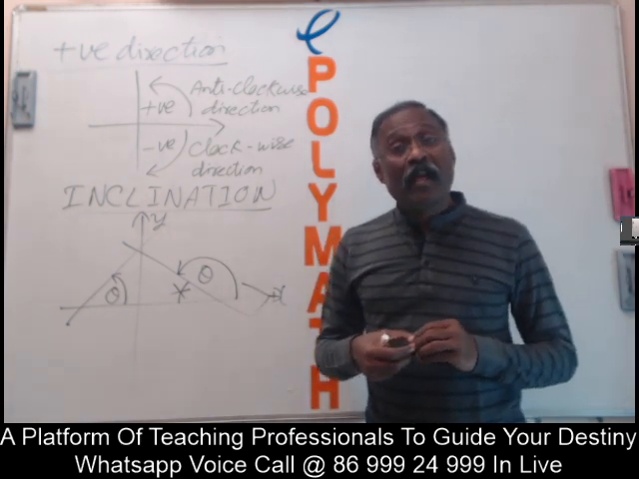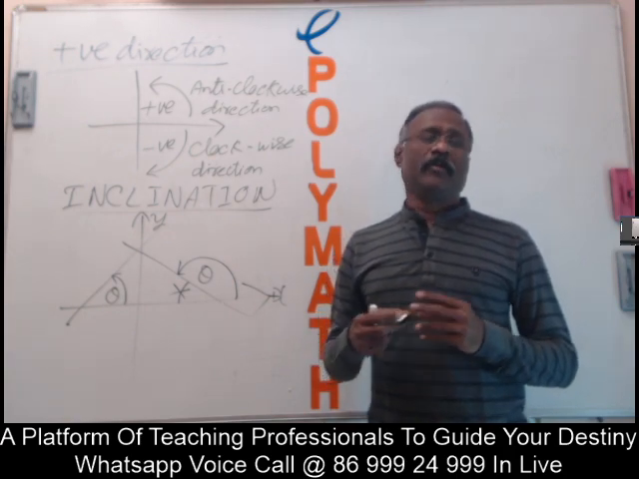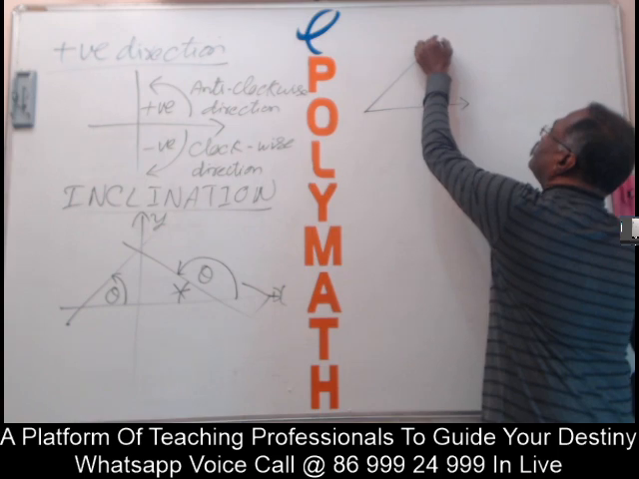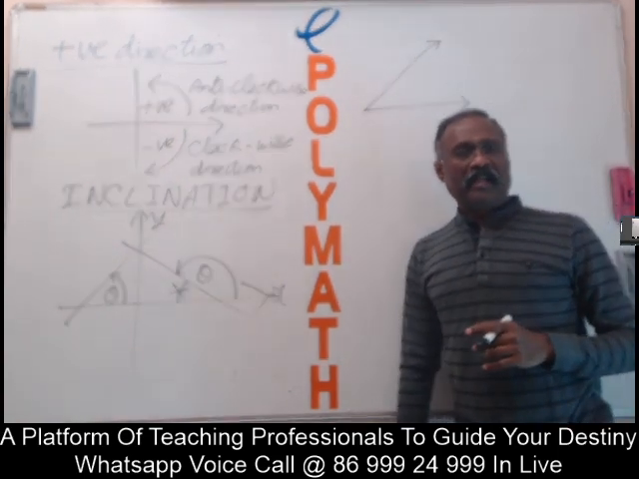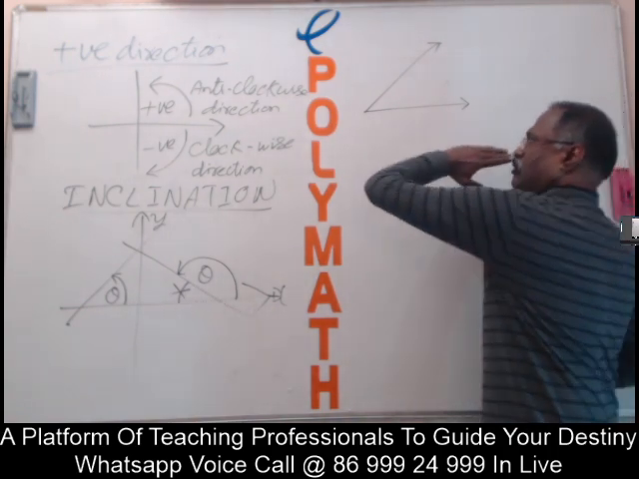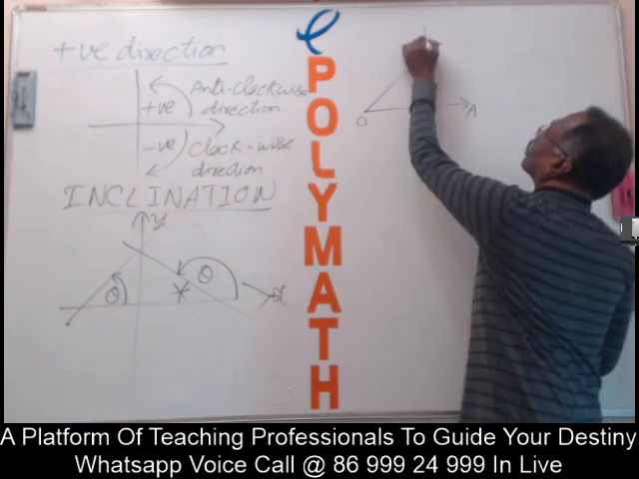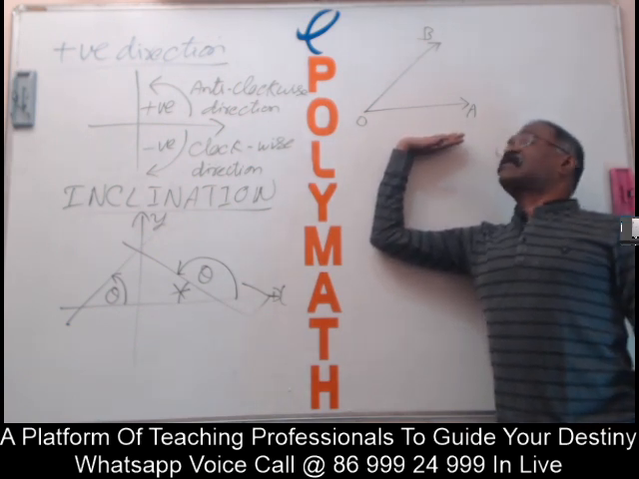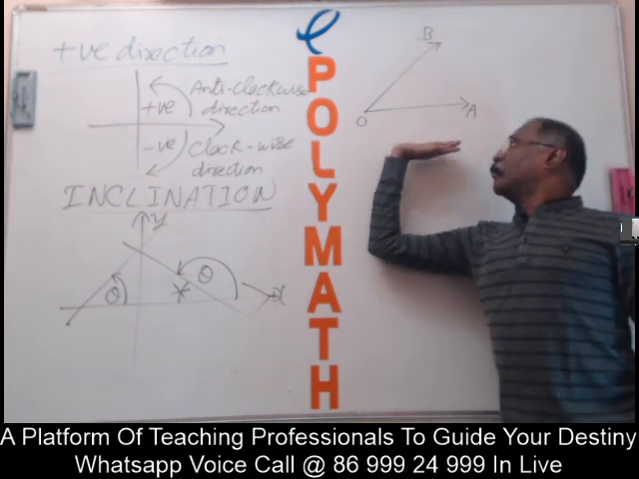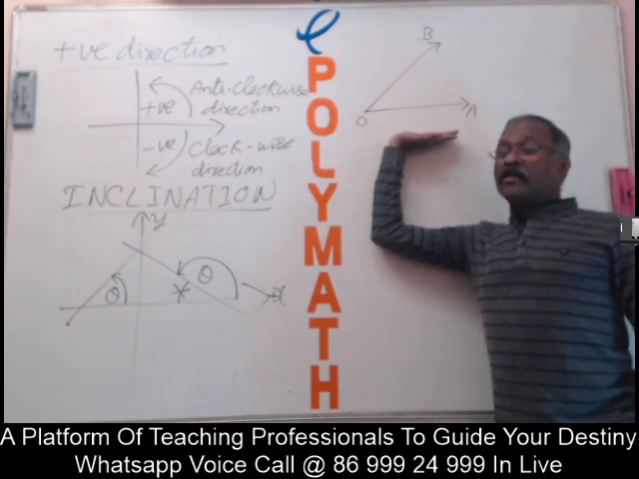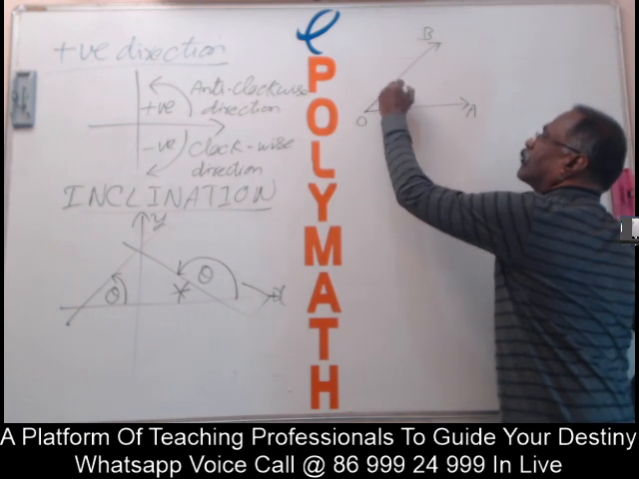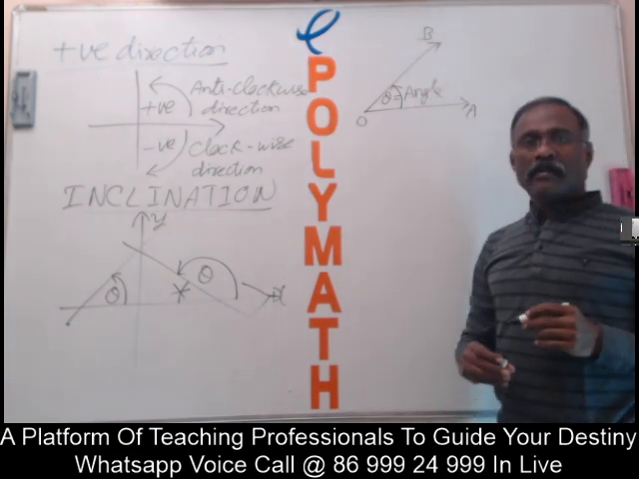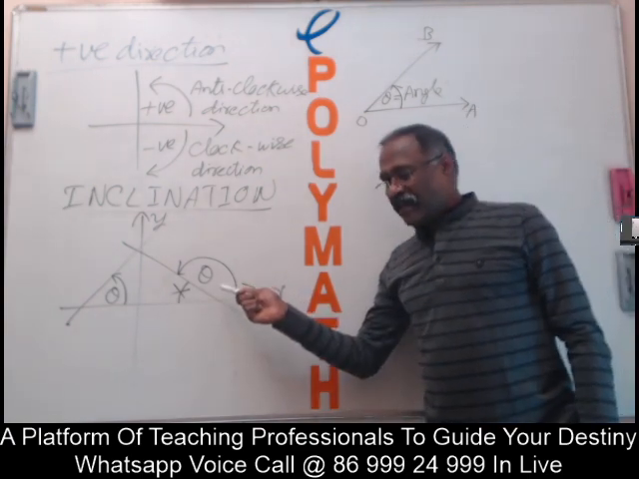Then, I must define the angle. What is the definition of angle? You have learned it in your lower classes itself. The angle between two rays is defined like this. It is the amount of rotation that is to be made to OA to coincide with OB. This is the amount of rotation. This is the angle.